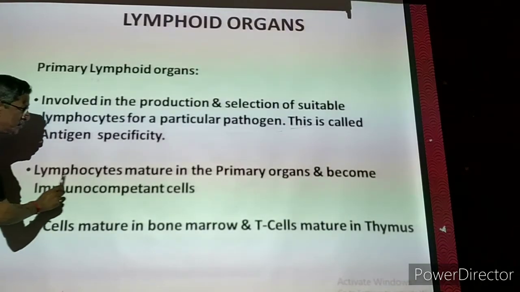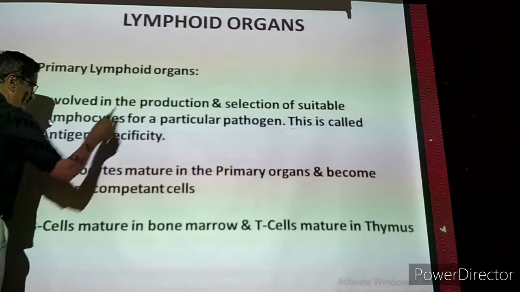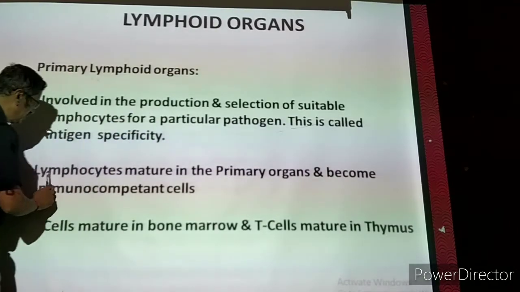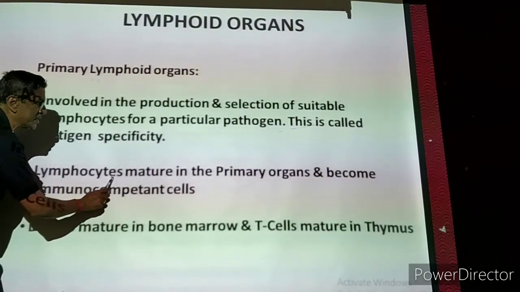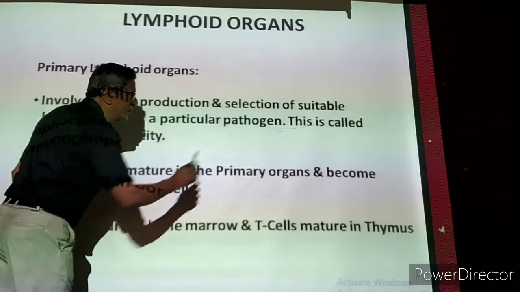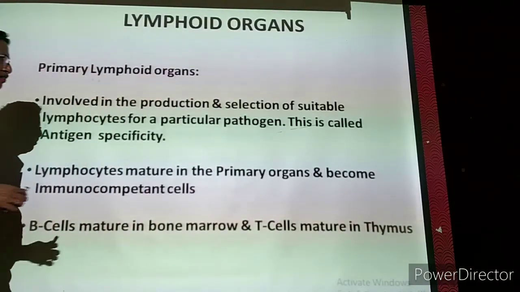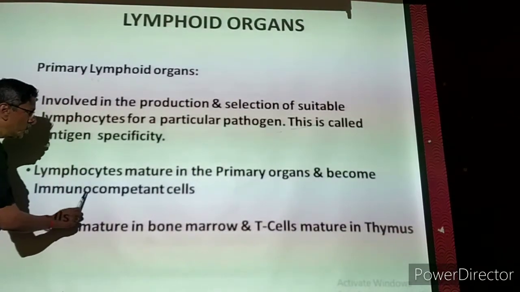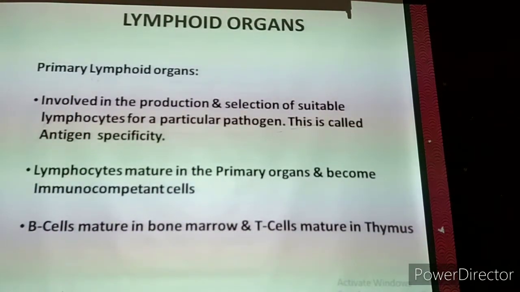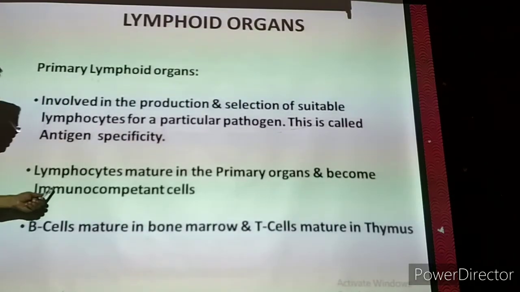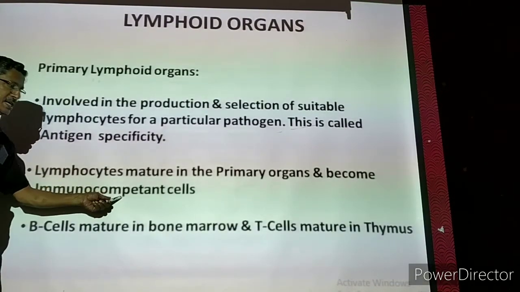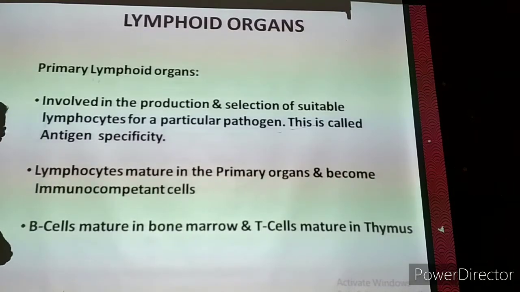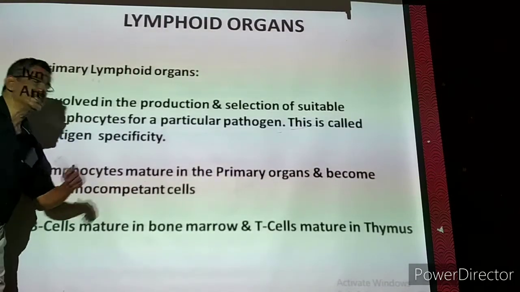Next one, lymphocytes. Once the lymphocytes are produced and selected, such produced and selected lymphocytes mature in the primary organs. First they grow and mature, and after that they become immunocompetent cells. What is the meaning of immunocompetent? That means once they are matured, they can aggressively attack the microorganism. Competent means able to face the situation. Immunocompetent cells they will become.